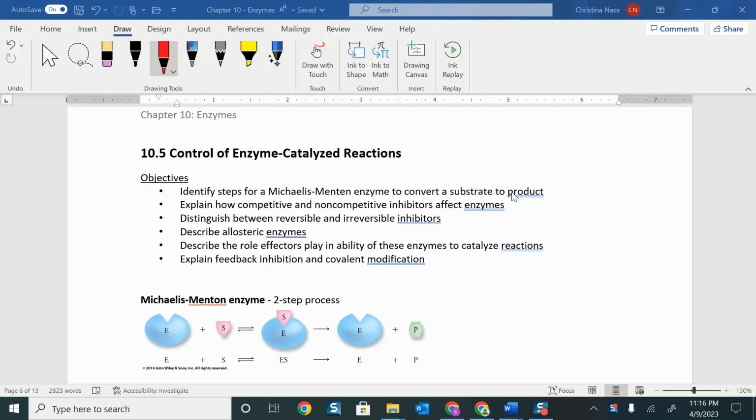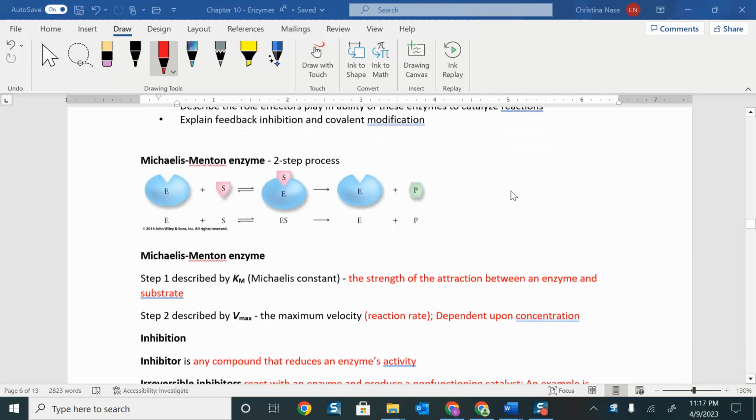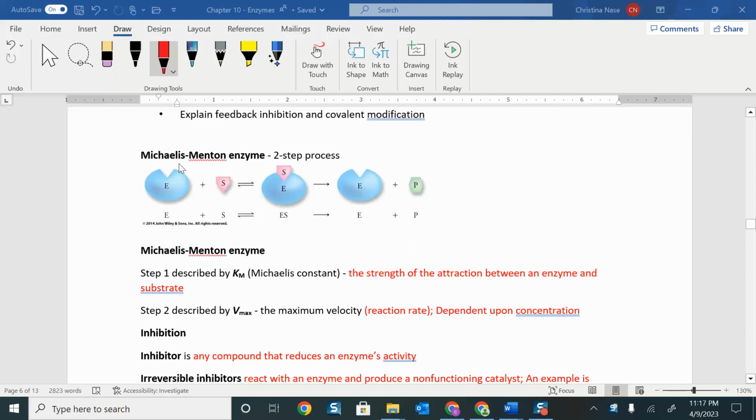Let's look at the control of some enzyme catalyzed reactions. We're going to visit this again where we looked at the Michaelis-Menten enzyme, where you're forming the enzyme substrate complex. So the first step, where you have an enzyme and a substrate, they come together and you form the enzyme substrate complex, the ES. And that's best described by Km, which is the strength of the attraction between these two things. How strongly is that substrate bound to that enzyme?